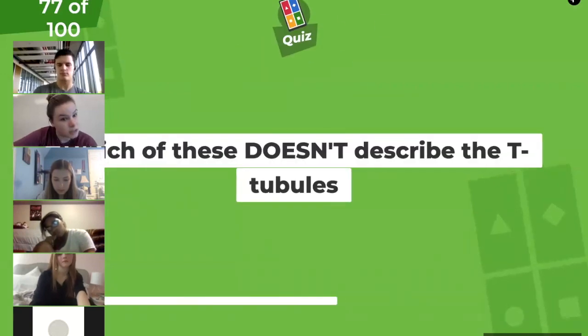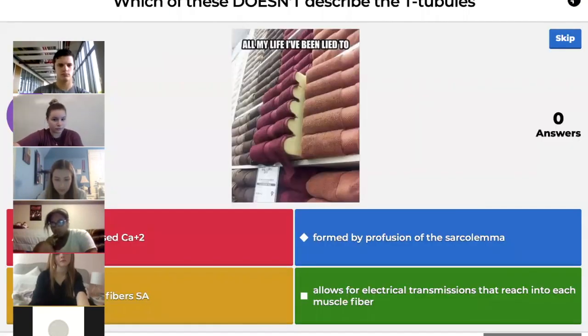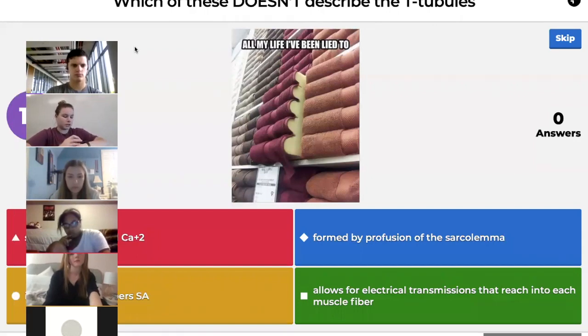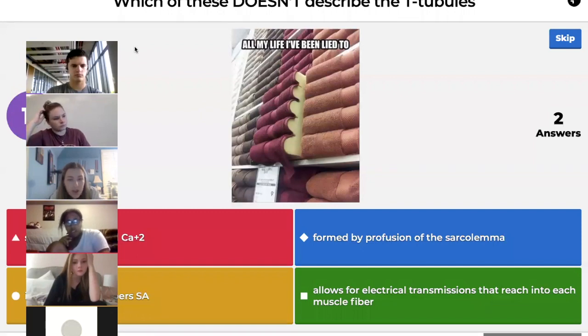Which of these doesn't describe the T-tubule? I know, I'm sorry, I'm recycling memes. Finding 100 good memes is very challenging. I was like, they're memes, right? I see them all the time.